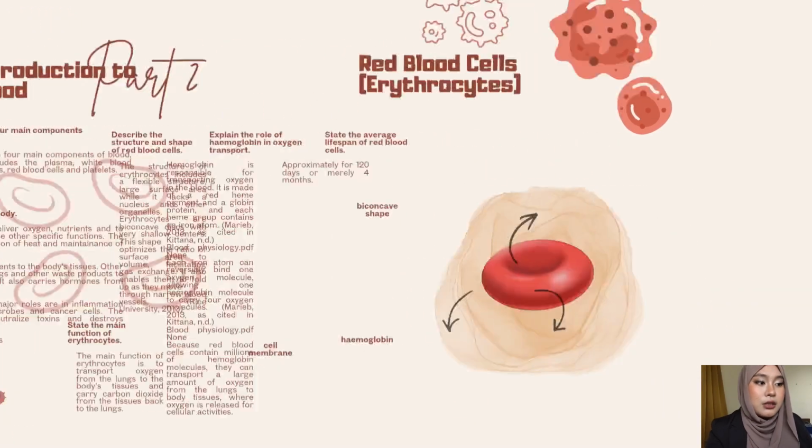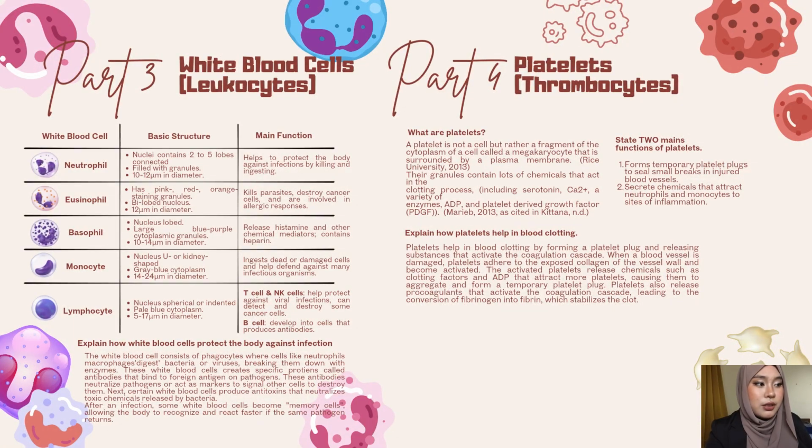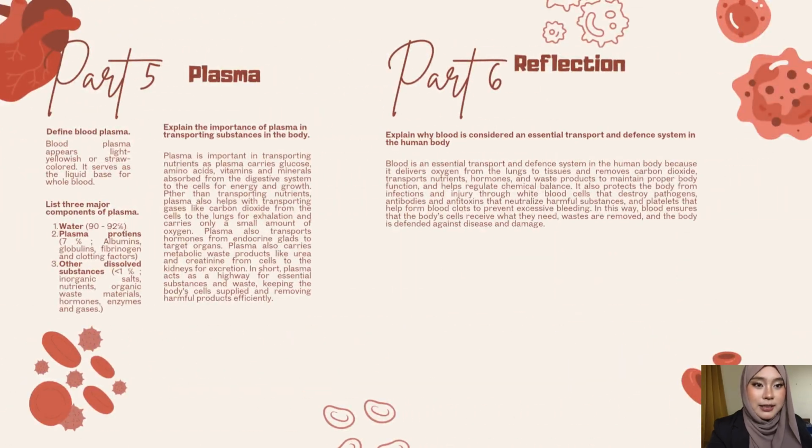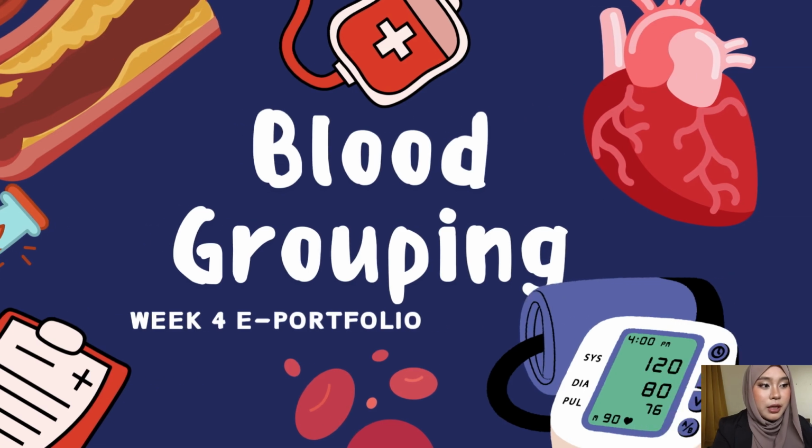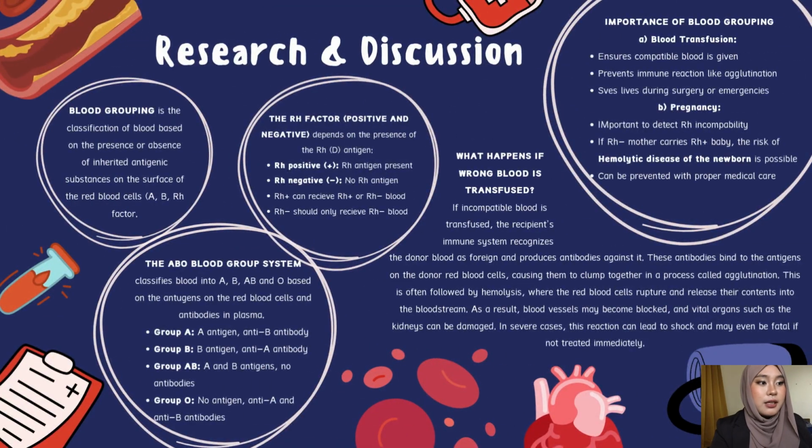So next is the leukocytes. These include phagocytes like neutrophils, which digest bacteria, and lymphocytes, which produce antibodies to neutralize pathogens. So lastly, the platelets, also known as thrombocytes. These are fragments of megakaryocytes that form platelet plugs to seal injured vessels and release procoagulants to activate the coagulation cascade.